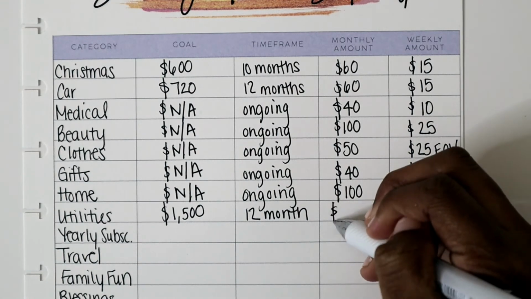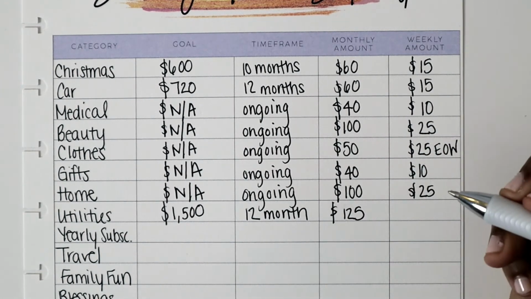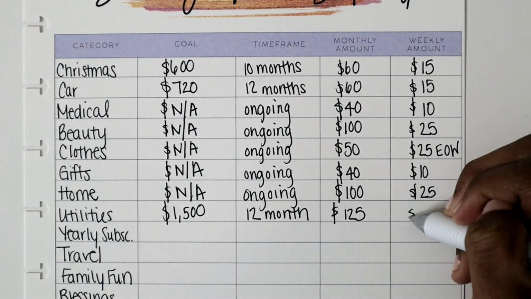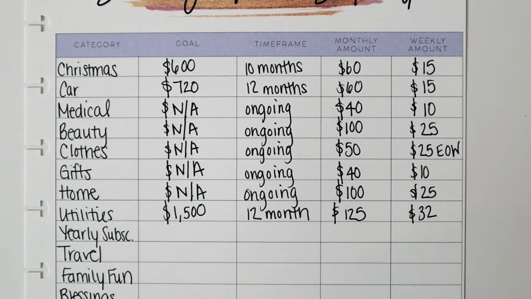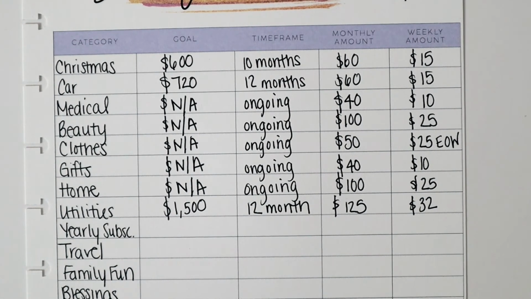That equates to $125 a month, and then it equates to $31.25, but I don't really like the 25 cents, so I'm just gonna round it up to $32 a week. So we might have a little bit more than the 1,500 goal just because I added in a couple of cents. The next sinking fund is yearly subscriptions.